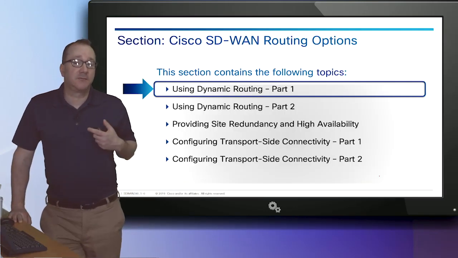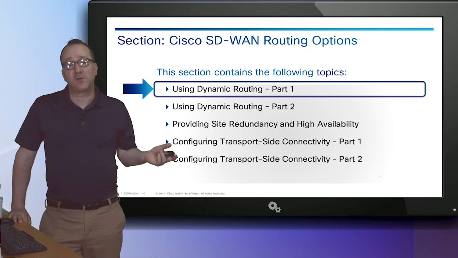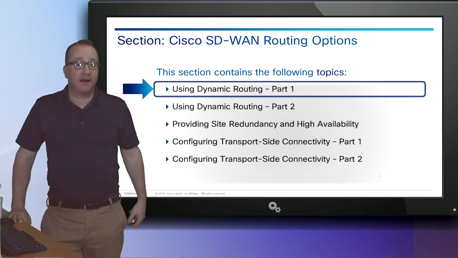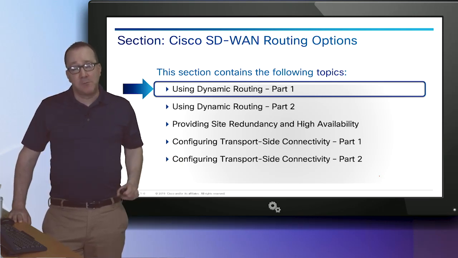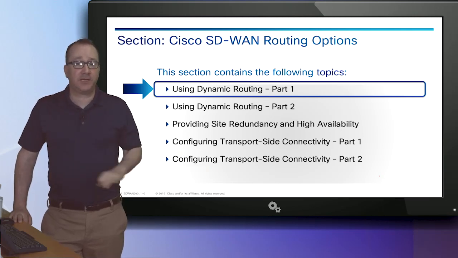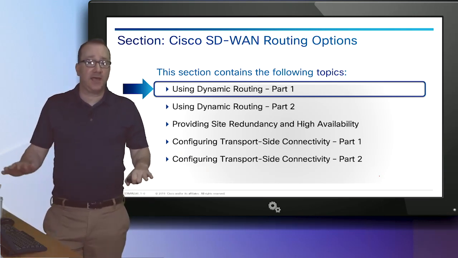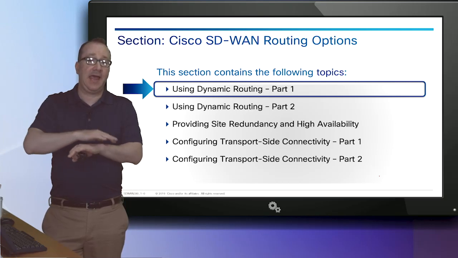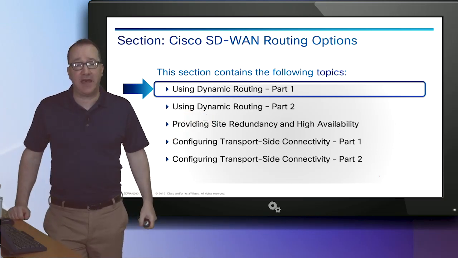So what we're going to do is compare the underlay versus overlay routing, and we're also going to compare, look at OSPF and BGP. Remember, the underlay is the physical connections between sites, and the overlay is the OMP protocol and the fabric that's running on top of that system.